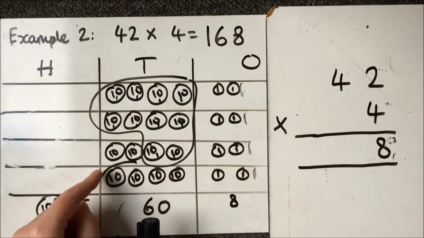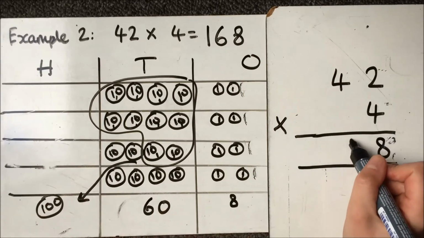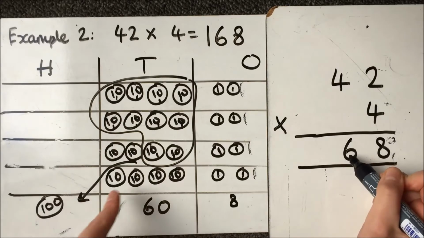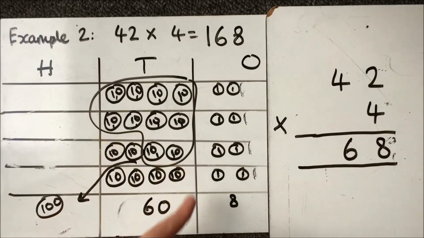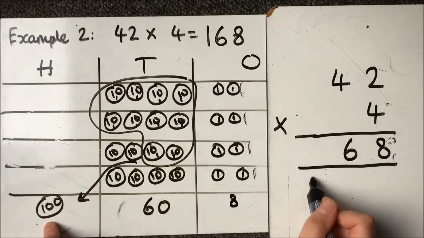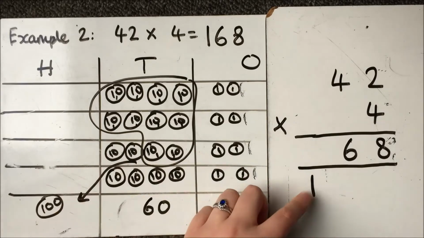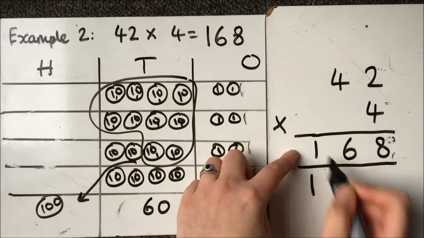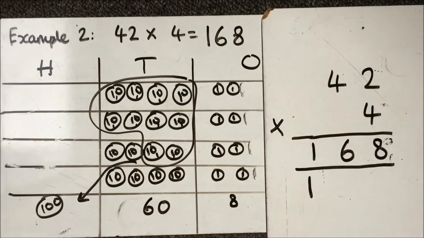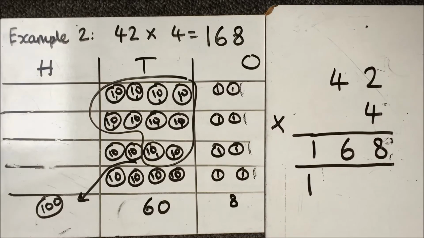Remember I had 16 tens in here. 6 of them can stay because that makes 60. 10 tens though need to move over because they're worth 100 now. And I move this one up into here. Otherwise my answer will be 68, which is too small. I'm doing 42 times 4. My answer is going to be much bigger than 68. Did you get that one?